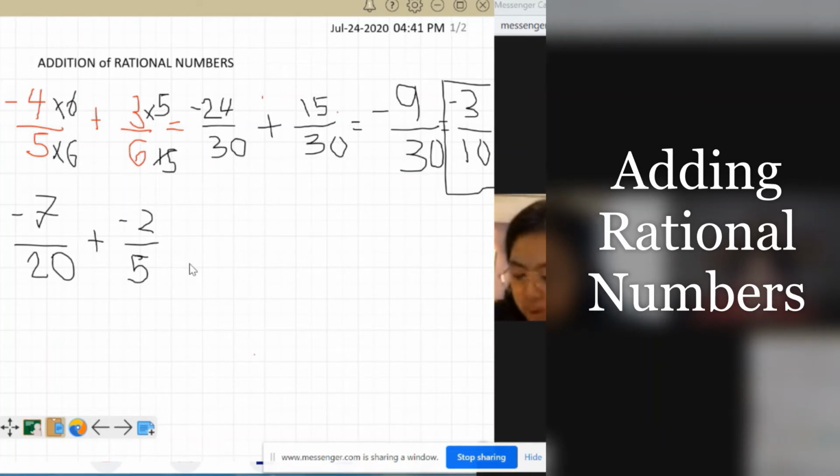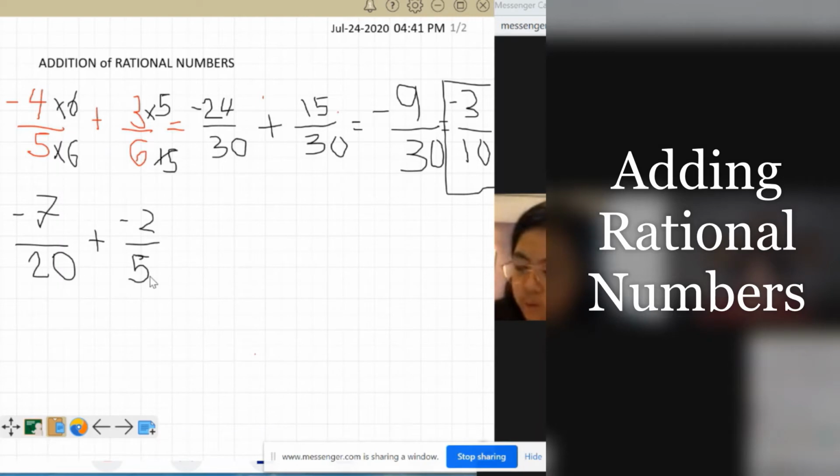So making the denominator the same, as you can see here, the first denominator is 20 and the second denominator is 5. To get the LCD of the denominators 20 and 5, it will give you 20 as the answer. Or in other words, 5, you can make it into 20 because 20 is a multiple of 5. So what are you going to multiply to 5 to give you 20 as the answer? 4. Yes, it's 4. So you're going to multiply 5 by 4.